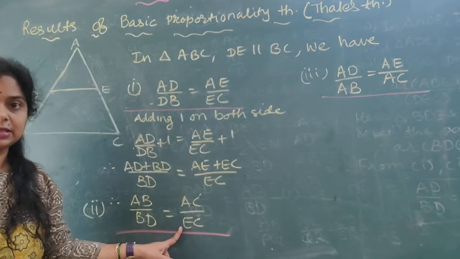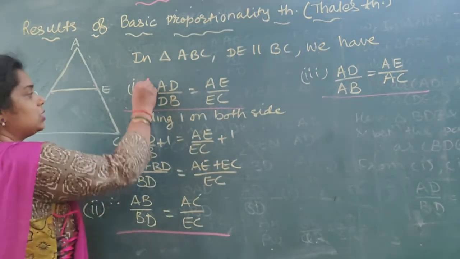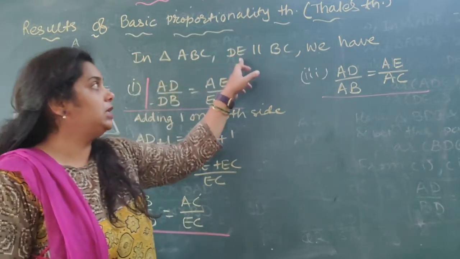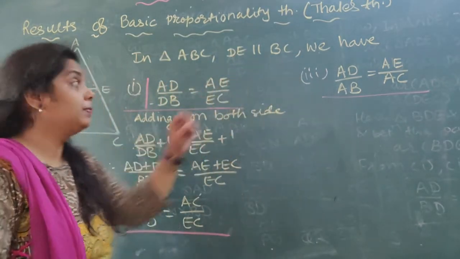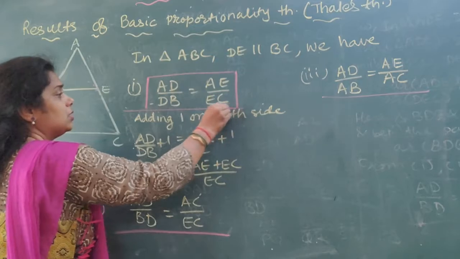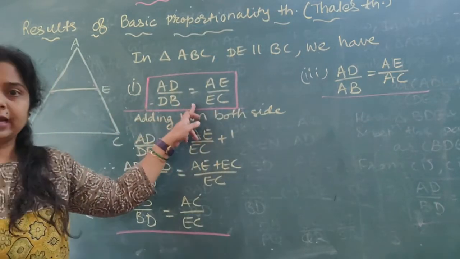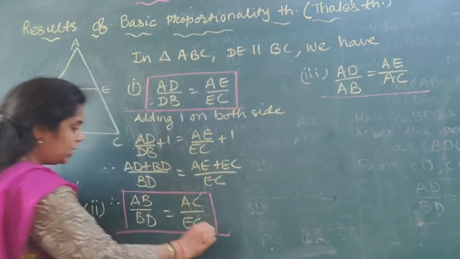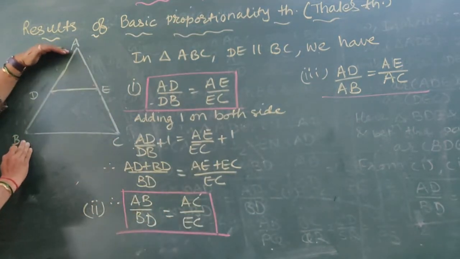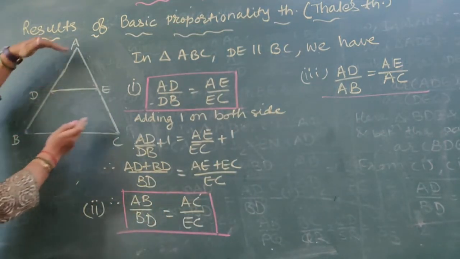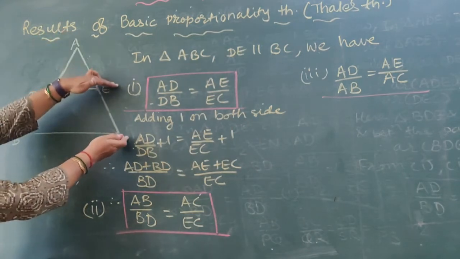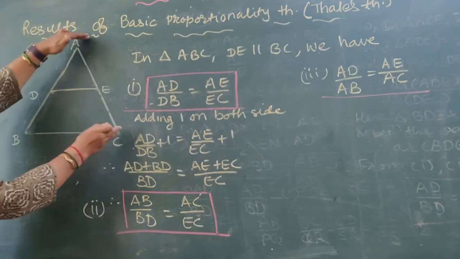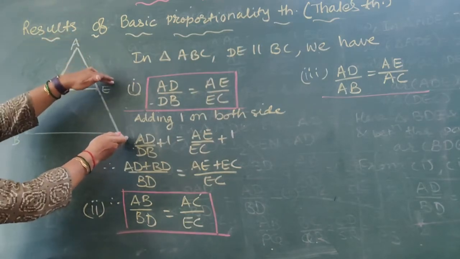So we can say that in triangle ABC, if DE is parallel to BC, not just this result, along with that we also get that whole AB by BD is equal to whole AC by EC. The whole portion by lower portion. Whole portion by lower portion.